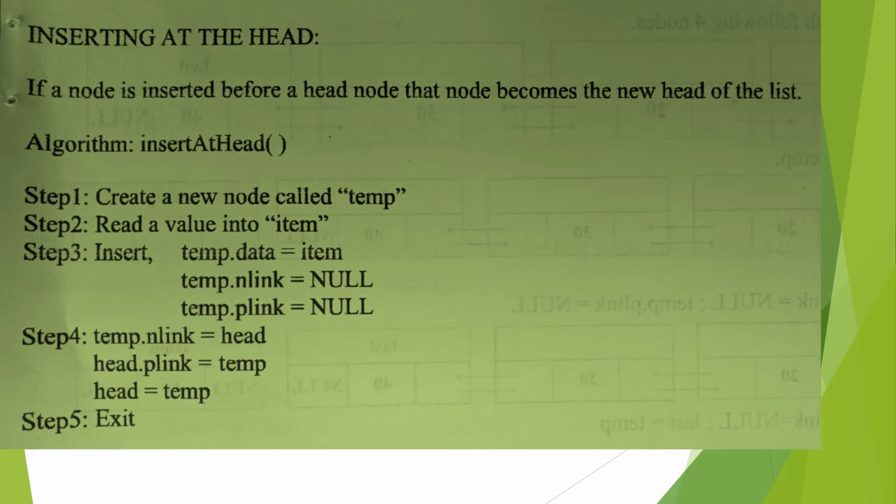Let us see first inserting at the head. If the node is inserted before the head node, that node becomes the new head node. If we want to insert the new node at the beginning, then the new node becomes head node, so we change the head node to the new element. Let us take the value into item which we want to insert at the beginning and create a new node: temp dot data equals item. Initially temp dot n link equals null, temp dot p link equals null.